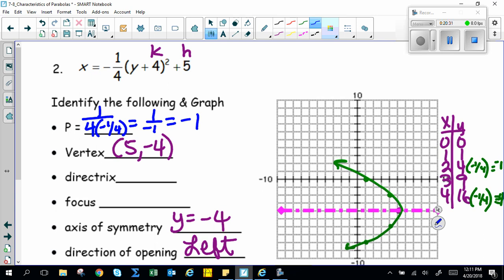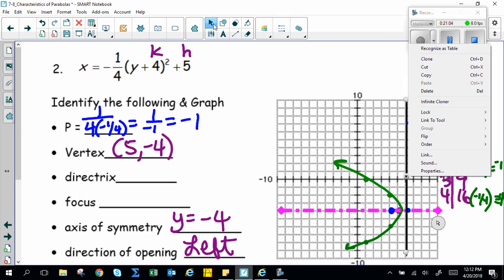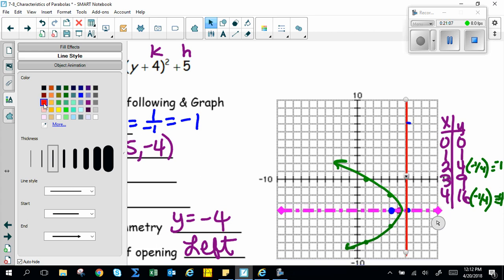And again, I don't care about the sign. I just am interested in the distance. The absolute value of that is 1. 1 unit inside the parabola is my focal point. 1 unit outside the parabola is going to be a point on the directrix. So I'm going to draw my directrix here, which should hit here. Bam. And let me clean this up a little bit. Make that red maybe.